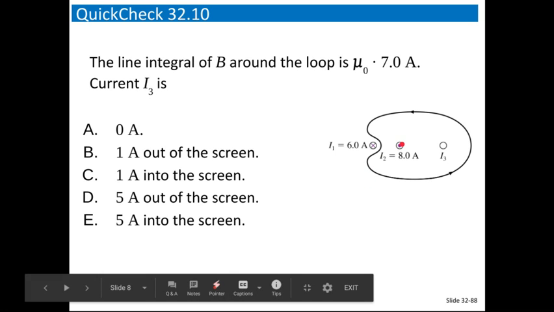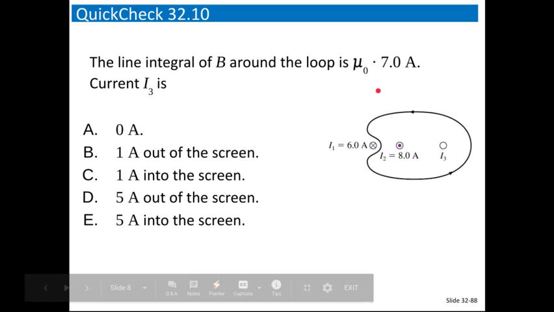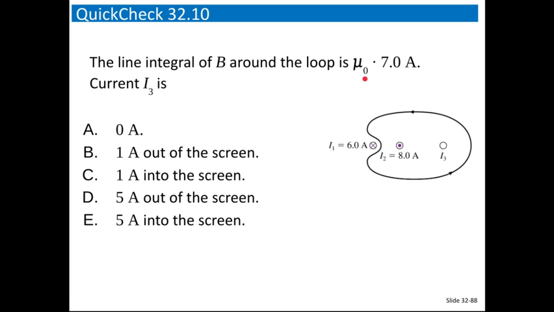Let's see what that looks like. They're telling us what the line integral is. It's mu naught I enclosed, and they're telling us that it's mu naught times 7. So what's current 3? We couldn't really compute the line integral B dot dl here, but we know it equals mu naught I enclosed. So if they're telling me I enclosed is 7, you tell me. I3 has got to be 1 amp, opposite direction of I2. So 1 amp in. Done.